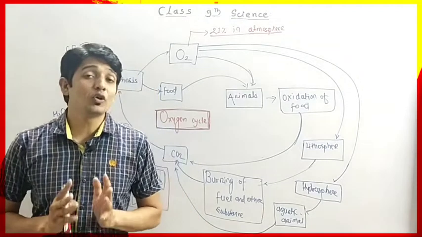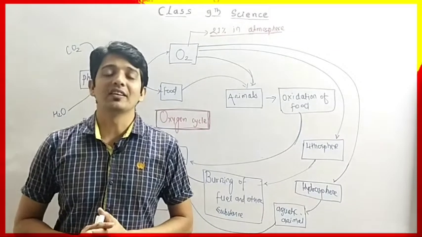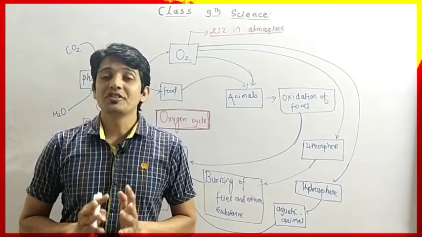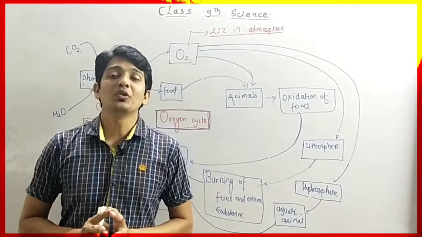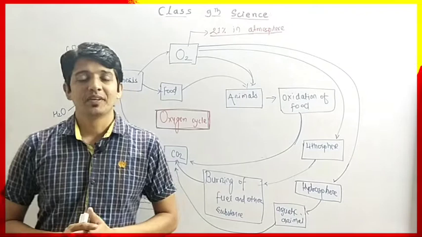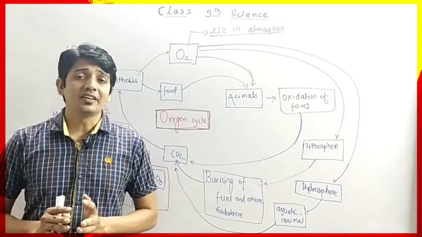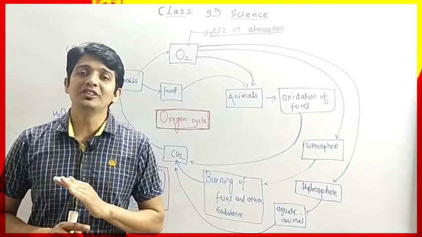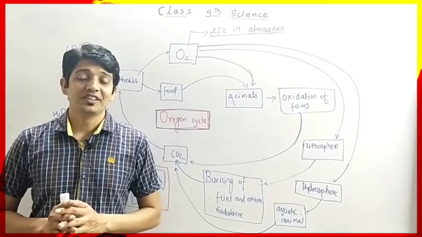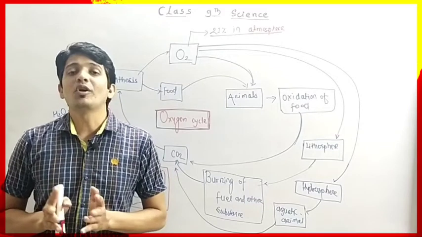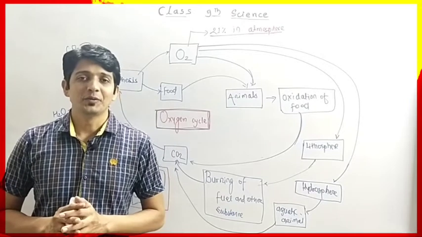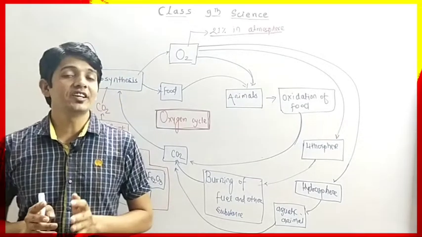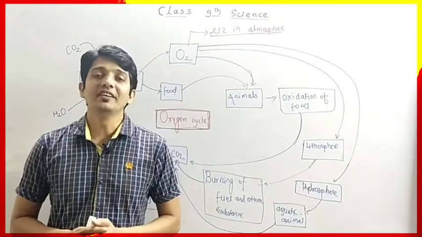So today we are going to understand the oxygen cycle of our chapter called energy flow in an ecosystem. The oxygen cycle is very important because without oxygen there is no life possible on earth. It is as important as carbon. So that's why we have to understand the oxygen cycle in detail.